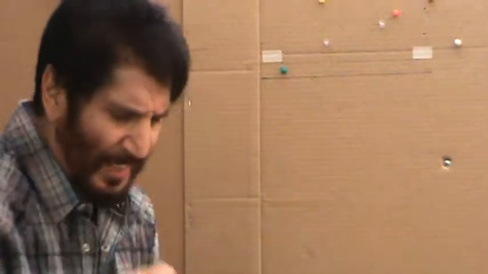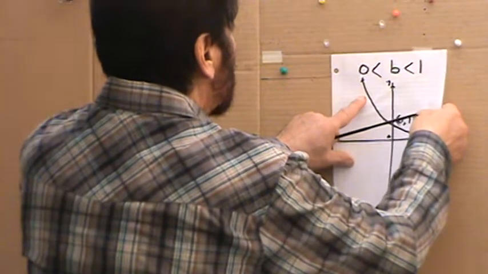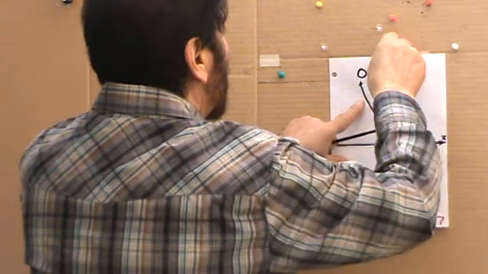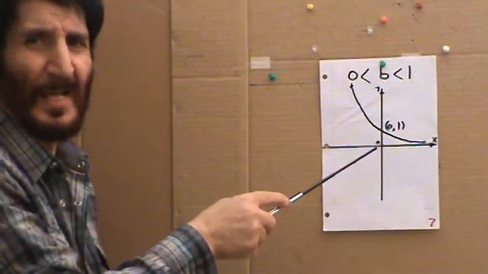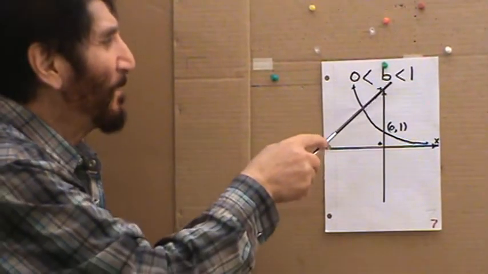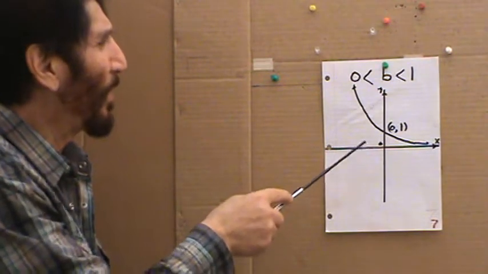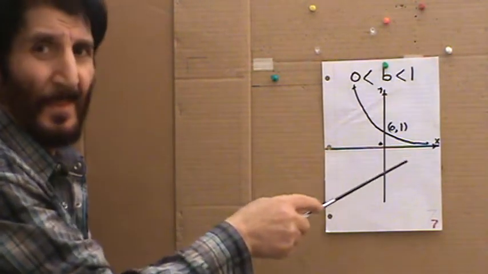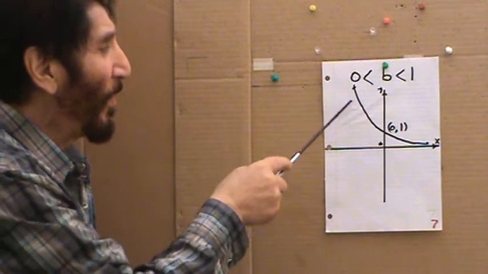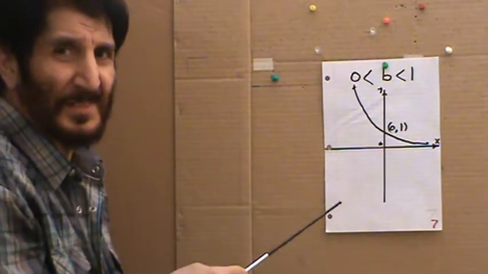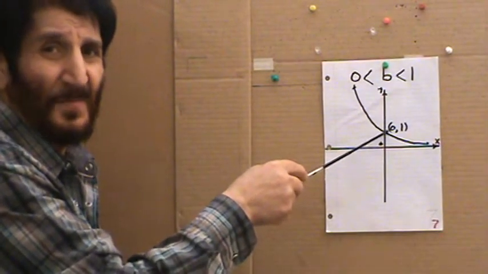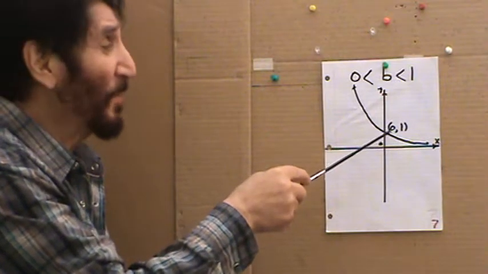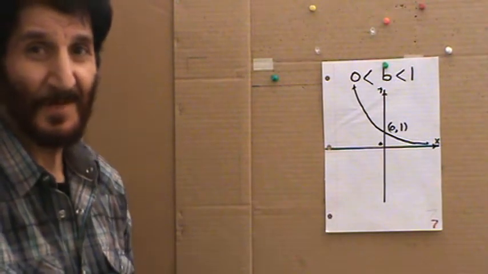Now I'm comparing the case of b between 0 and 1 and b greater than 1. Now this is a typical generic graph when the base is between 0 and 1. When the base is between 0 and 1, this is the kind of graph you will notice. And look at that, I have already marked the intersection with the y-axis. And you will see that the other one has exactly the same intersection.